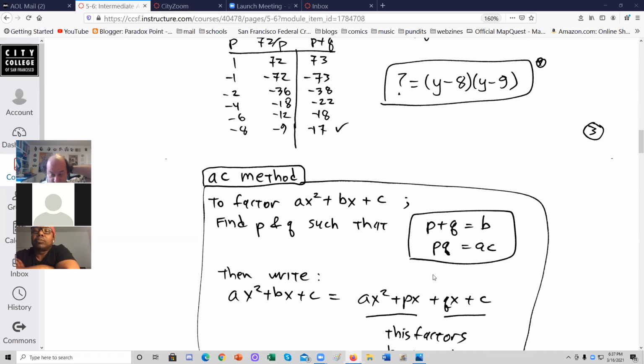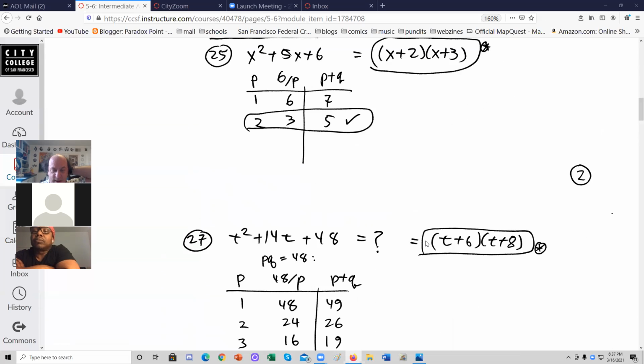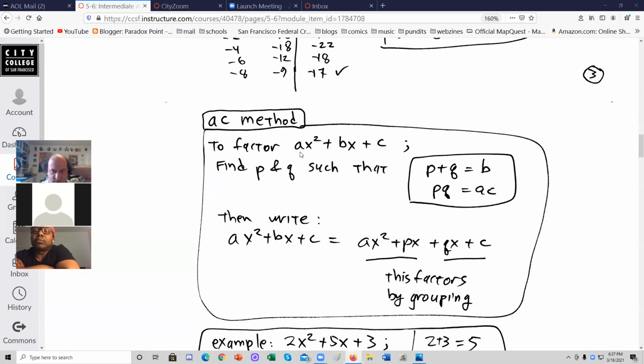Now let's make things a little harder. Before, with this previous method, which I call the PQ method, we had a 1x squared. Let's generalize it. Let's try an ax squared. Ax squared plus bx plus c, we want to factor that. Now here's the trick. We find a p and q, sort of like with the PQ method, such that the sum is b as before, and now their product PQ is not just c, but a times c. Therefore the name AC method.